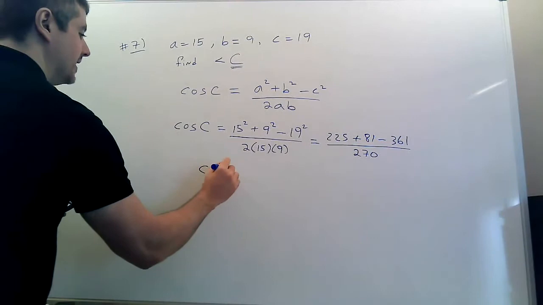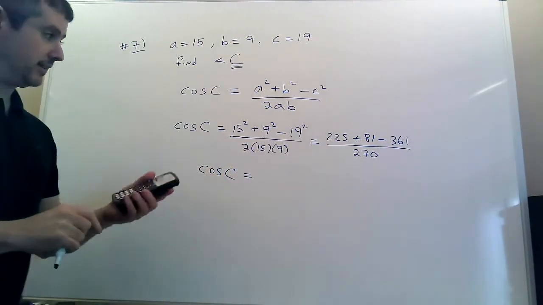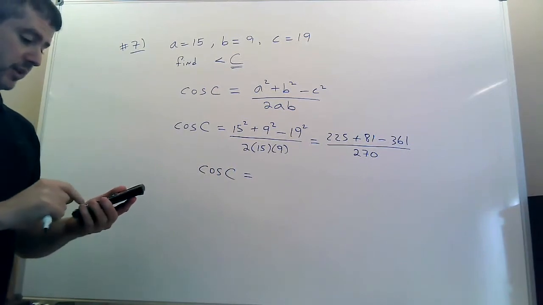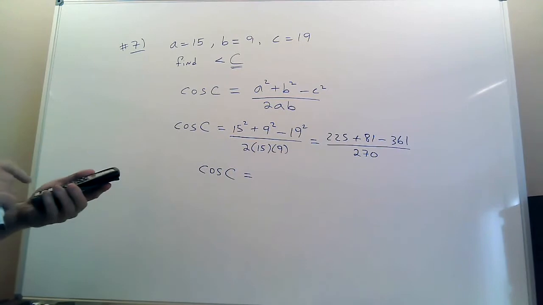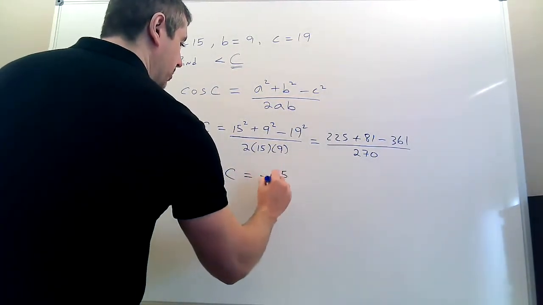So cosine C, again, this is all in the calculator. I couldn't do it without this. I mean, I could do some of the computations with it. My plus button likes to stick on me. So I should get a negative on top, and I do. I get negative 55. This is perfect.